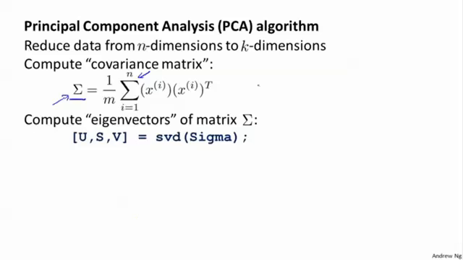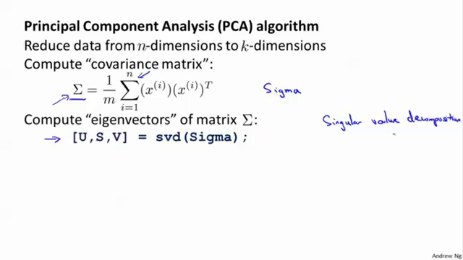Having computed this matrix sigma, and let's say we store it in an Octave variable called sigma, what we need to do is then compute something called the eigenvectors of the matrix sigma. And in Octave, the way you do that is you use this command, [U, S, V] = svd(Sigma). SVD, by the way, stands for singular value decomposition.